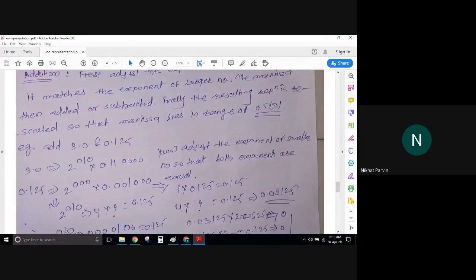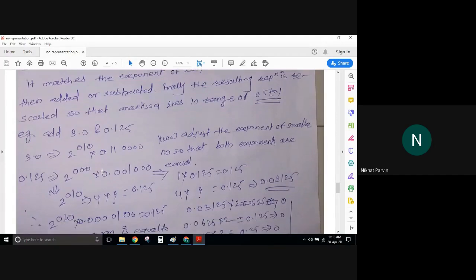Now you see what I have done. 3.0 and 0.125. These are the two numbers you have to add. First write them in a binary floating point representation, which is 2 power 2 times this, and you will get 3. You can cross verify. 0.125 is something like this. These two numbers, first convert from decimal into binary using the standard floating point format.